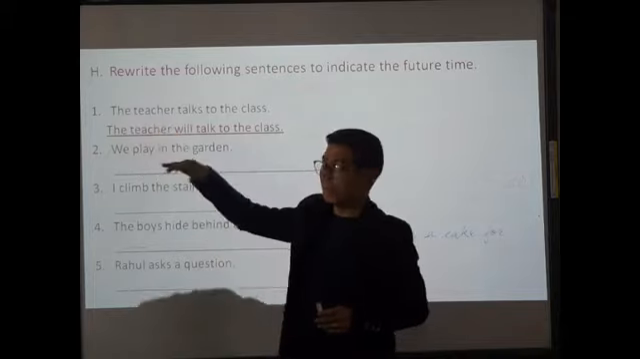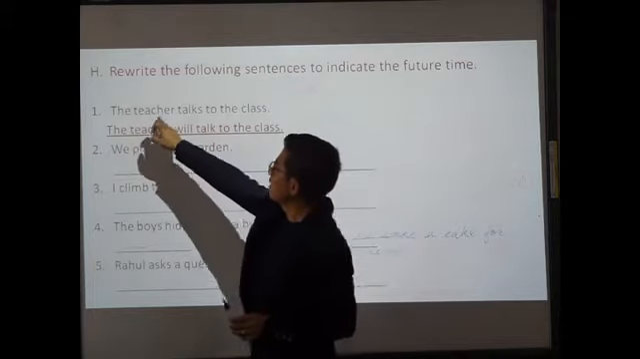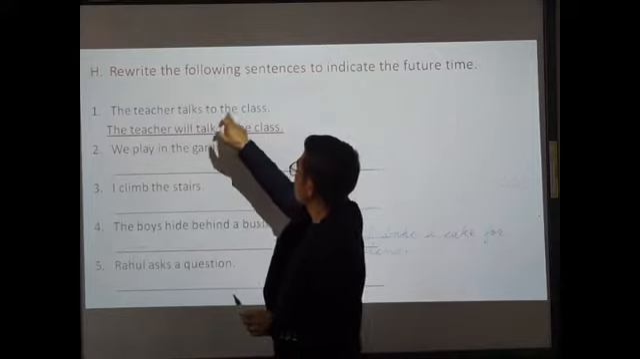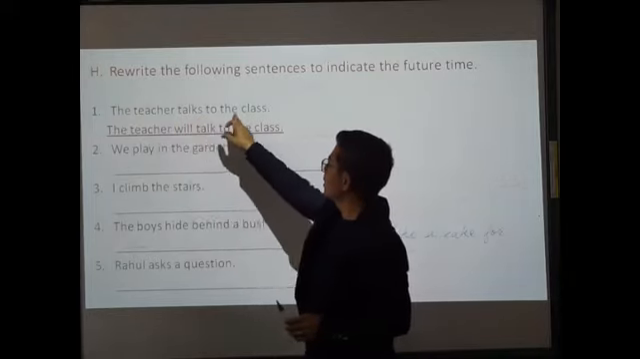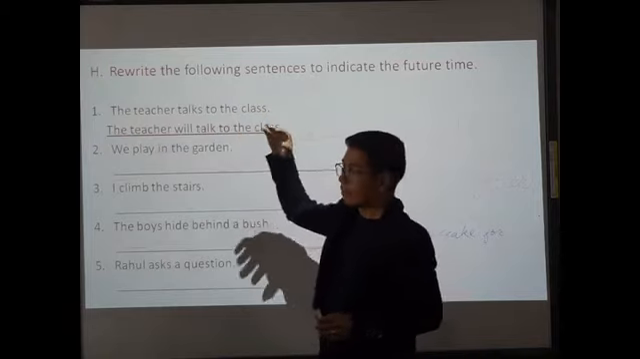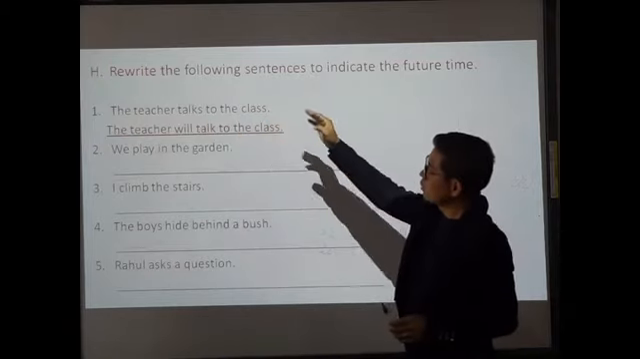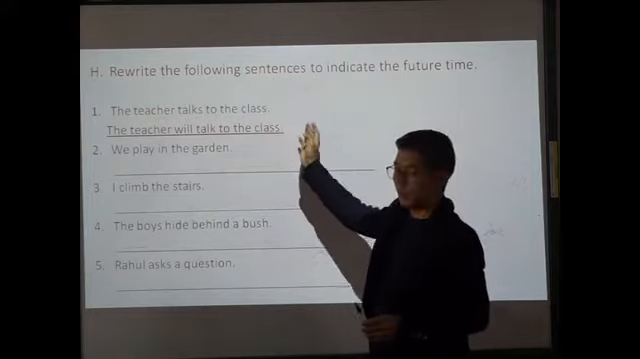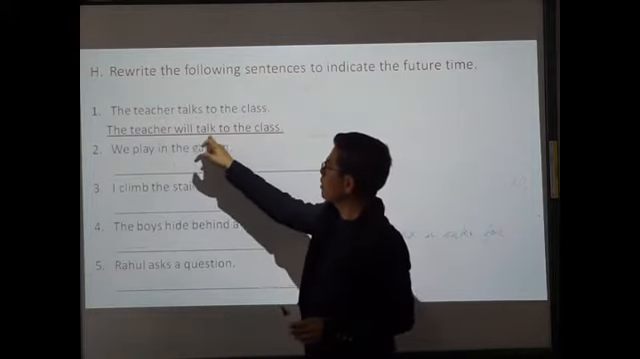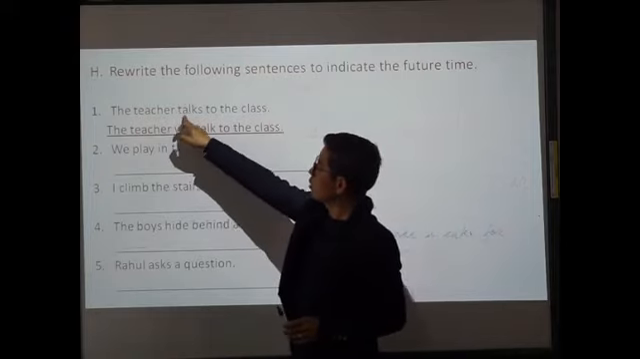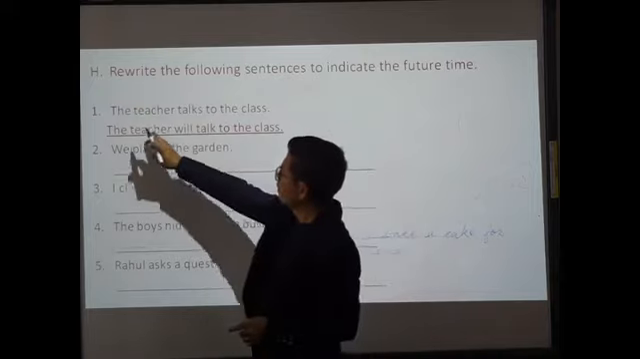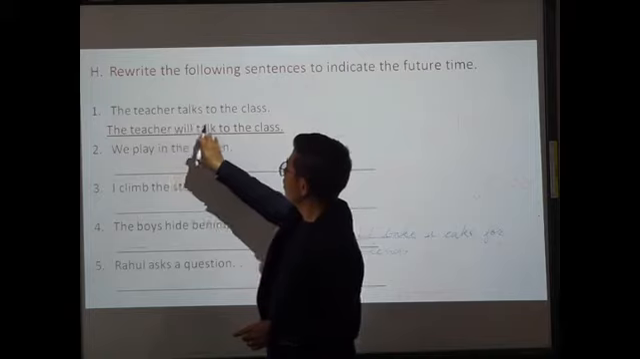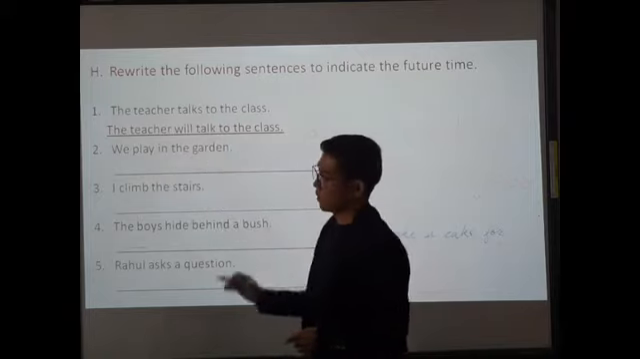So first, it is in past tense. The teacher talks to the class. Sorry, it's a present, isn't it? The teacher talks to the class. Now, to this you need to make it in future time. The teacher will talk. Talks to will talk. Okay? The teacher will talk to the class.